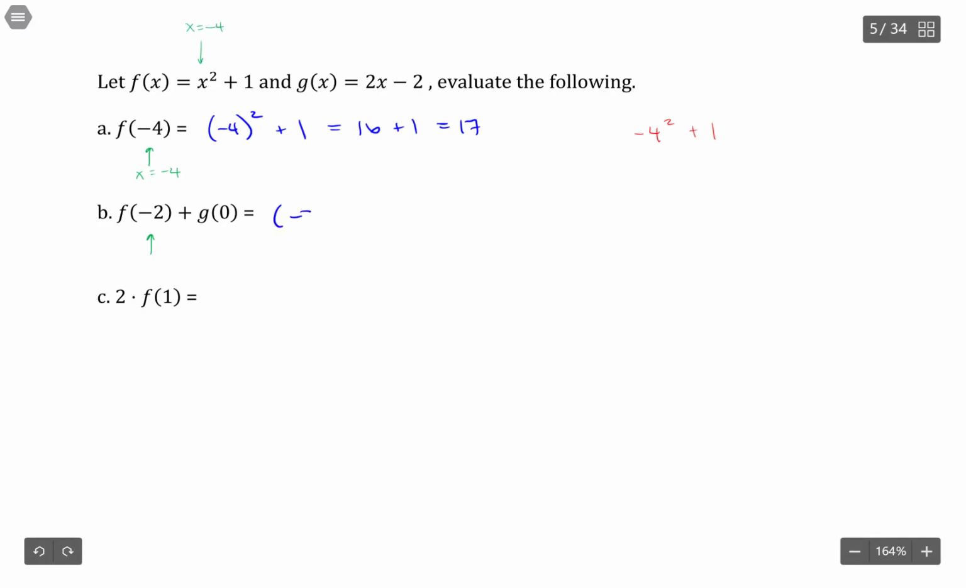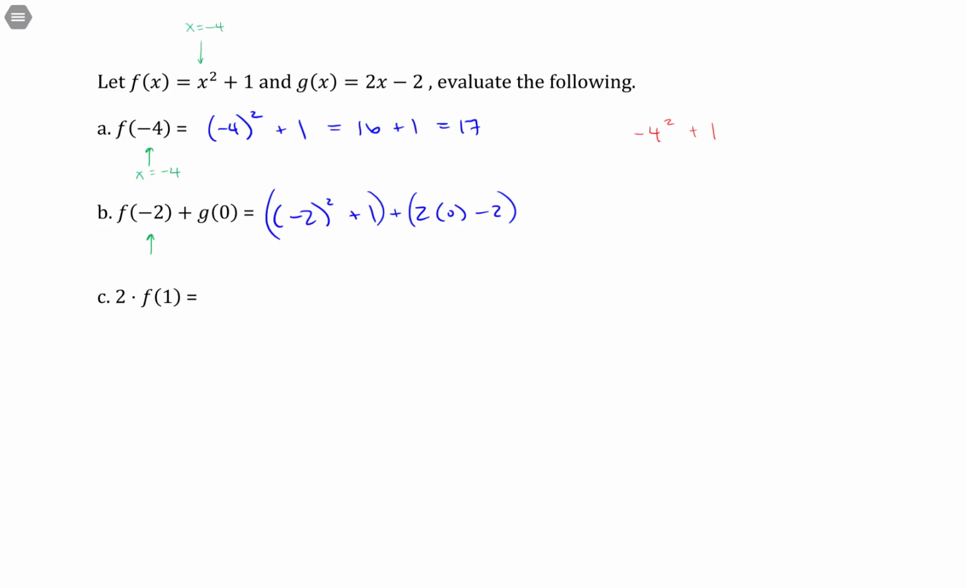So that's going to be negative 2 quantity squared plus 1, so that's the f. And then the function g, I'm plugging in 0, which would be 2 times 0 minus 2. And if you're uncertain how the parentheses will work, it's probably best to just put parentheses around everything, just to be careful. It can never really hurt. 4 is what we get here when we square negative 2, so that becomes 4 plus 1. 2 times 0 is 0, so then I have minus 2. So 4 plus 1 is 5 minus 2 gives me 3.